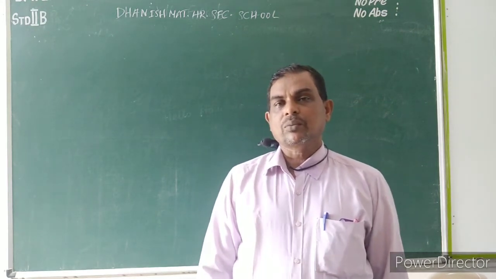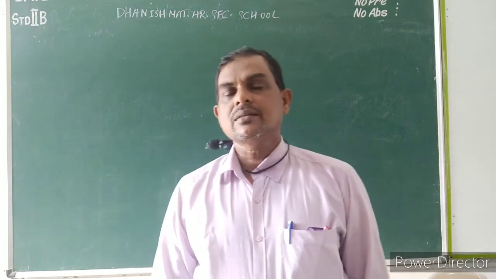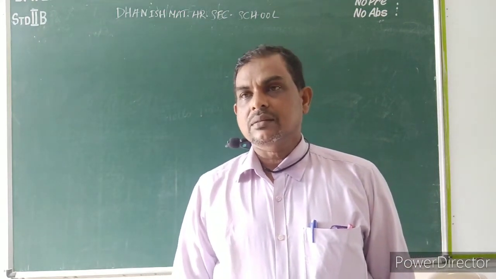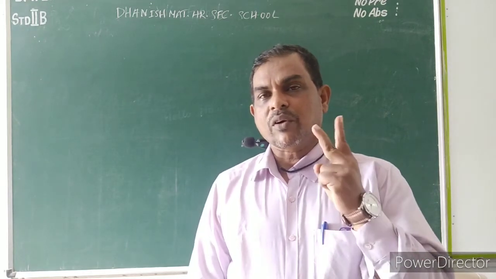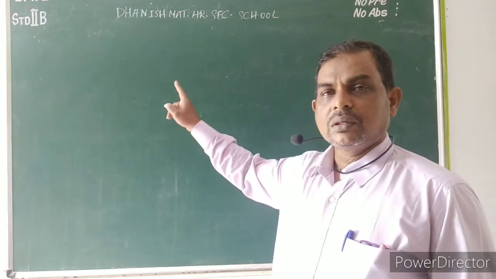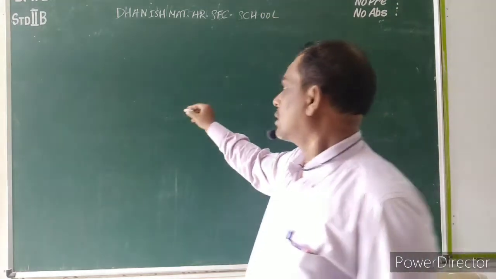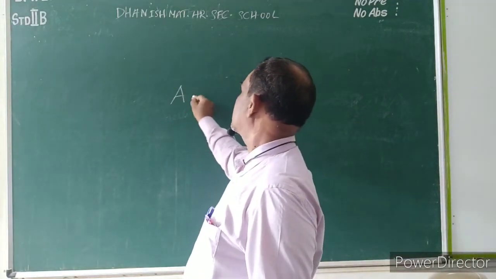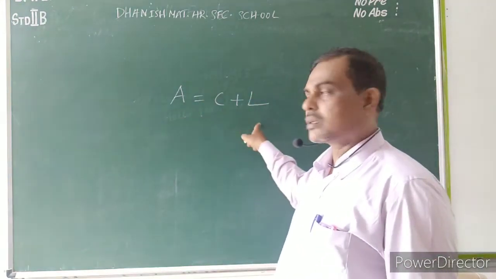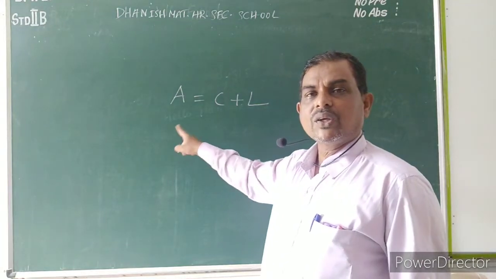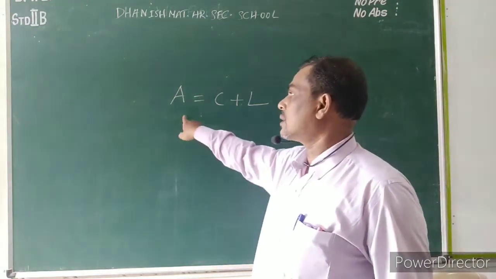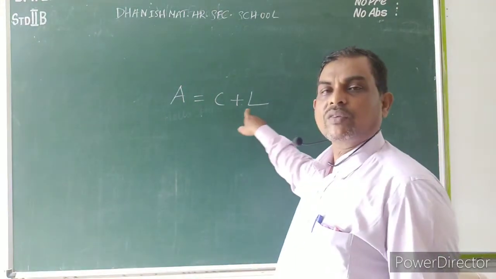Under accounting equation approach, the formula is assets is equal to capital plus liabilities. Based on this, they will ask two types of questions. One is missing figure. They will give the equation, assets is equal to capital plus liabilities. Under this, they will give any two of the items. You have to find out the third item.